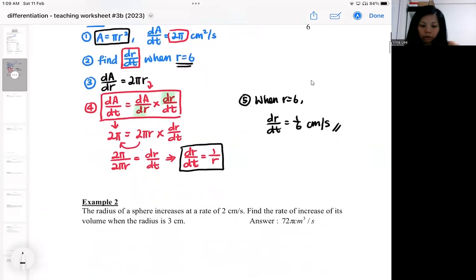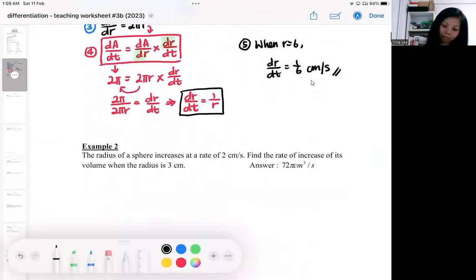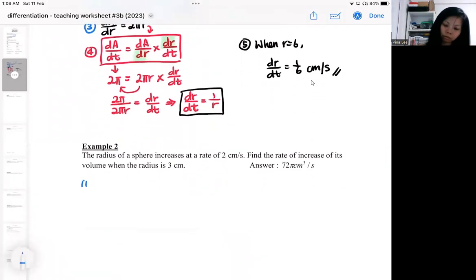In question 2, I have a radius of a sphere. So this is the radius of a sphere.